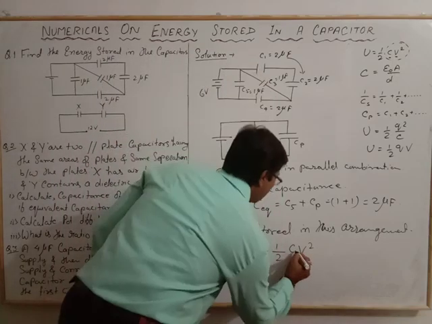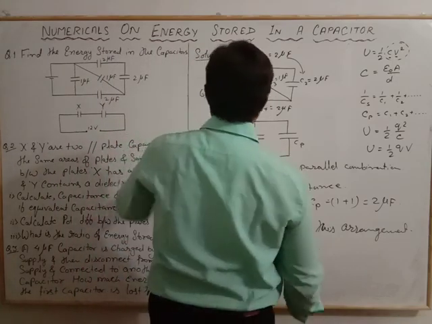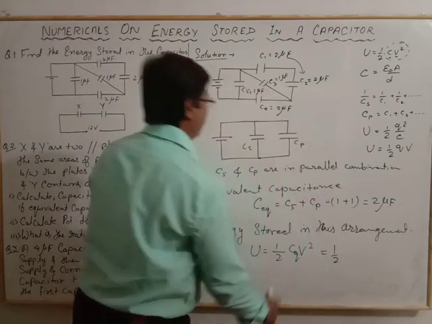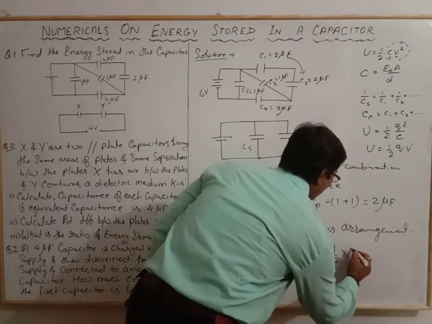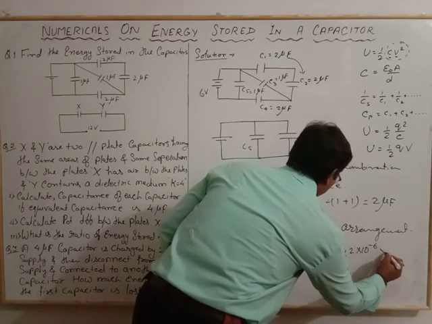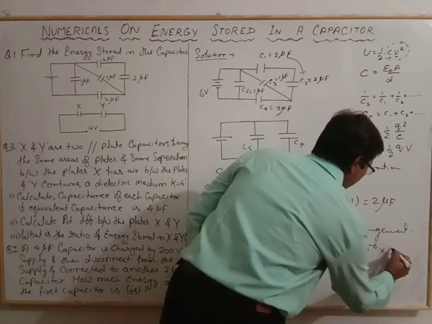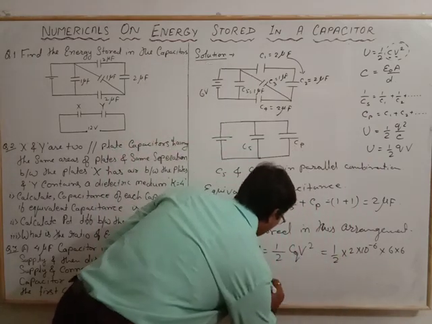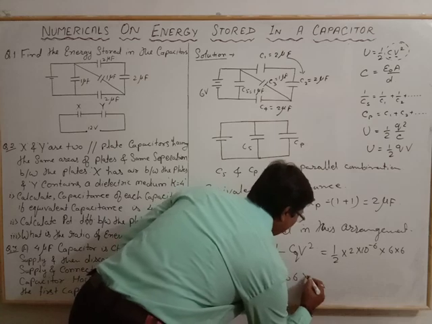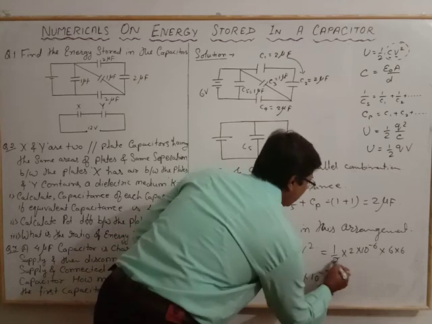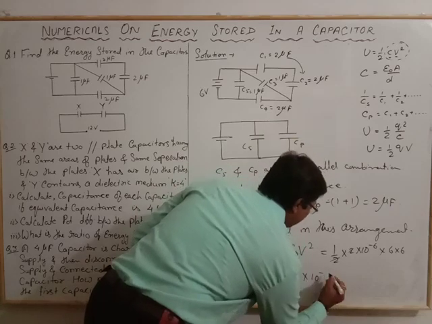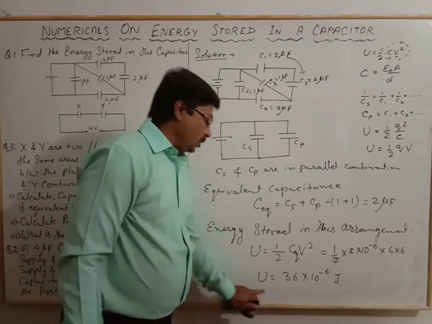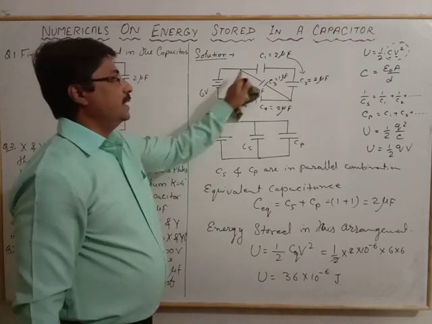So here C is the equivalent capacitance and the potential is 6 volt, given here. So it is half, and in place of the equivalent capacitance it is 2 into 10 to the power minus 6, into the potential, which is 6 square, that is 6 into 6. So the energy stored is equal to 36 into 10 to the power minus 6. The 2 and 2 cancel, so 10 to the power minus 6 joule, or 36 microjoule. That is the energy stored in this combination.